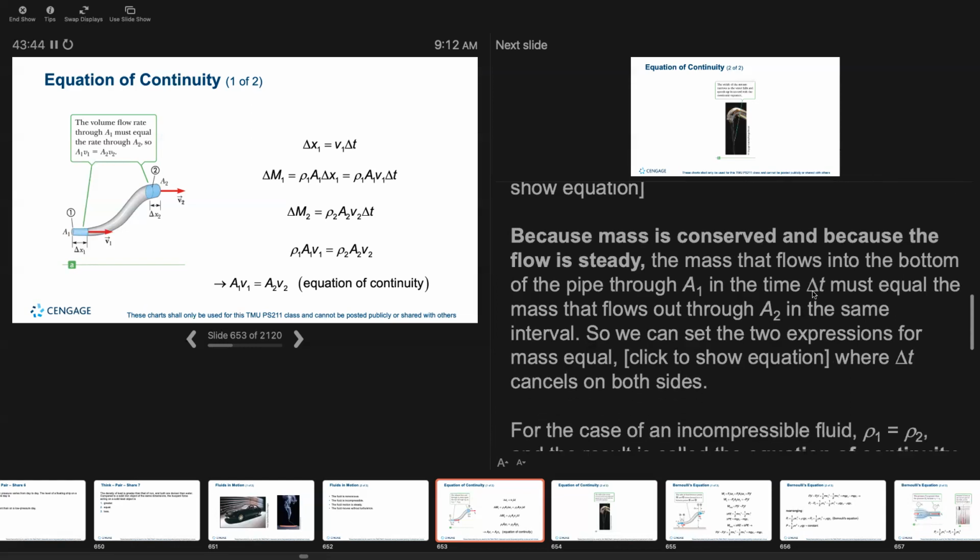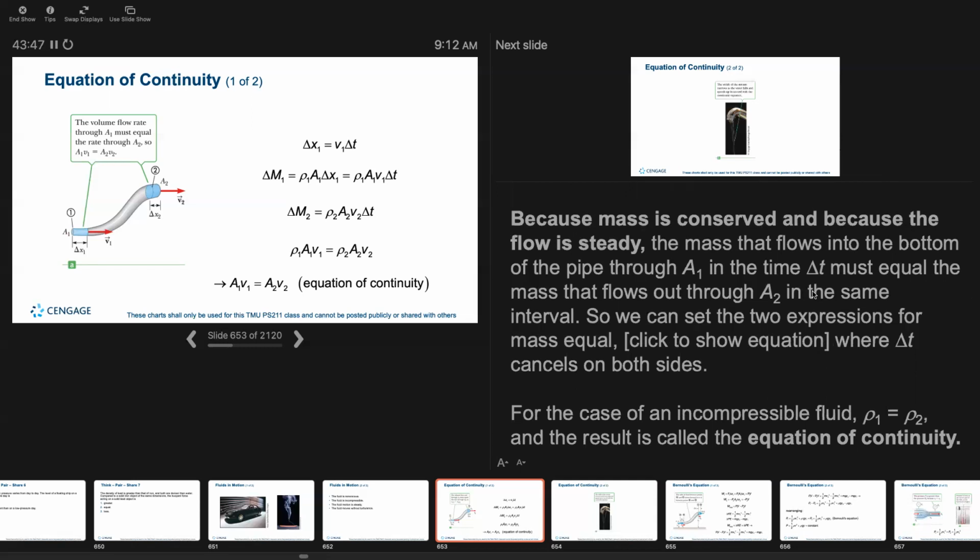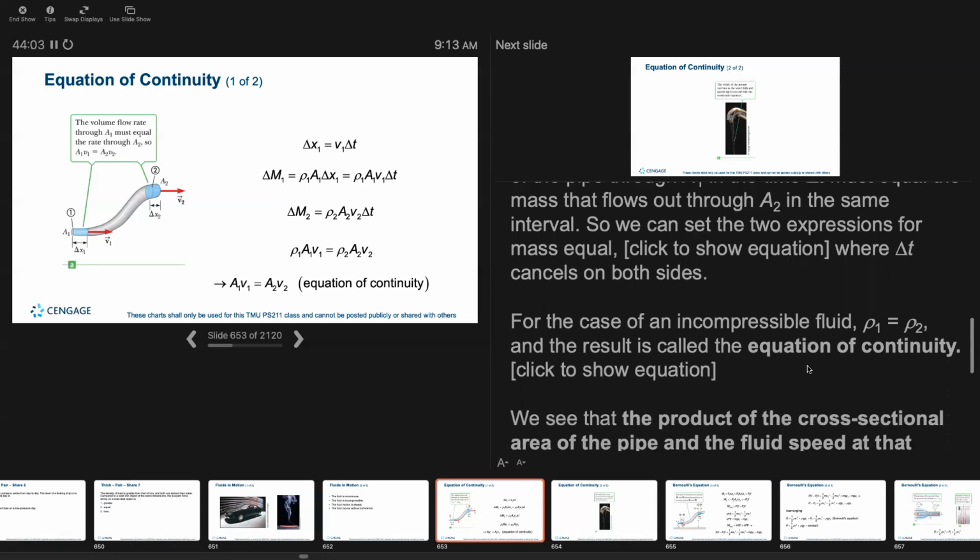Because mass is conserved and because the flow is steady, the mass that flows into the bottom of the pipe through A1 in the time delta t must equal the mass that flows out through A2 in the same interval. So we can set the two expressions for mass equal, where delta t cancels out on both sides. For the case of an incompressible fluid, rho1 equals rho2, and the result is called the equation of continuity.